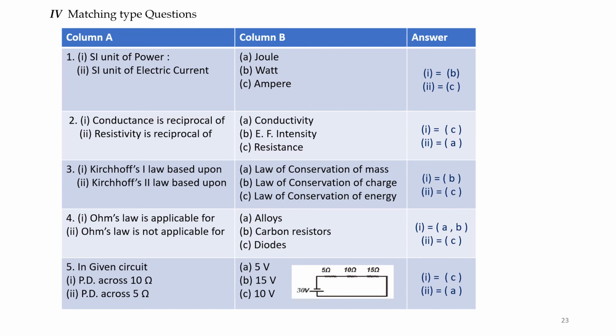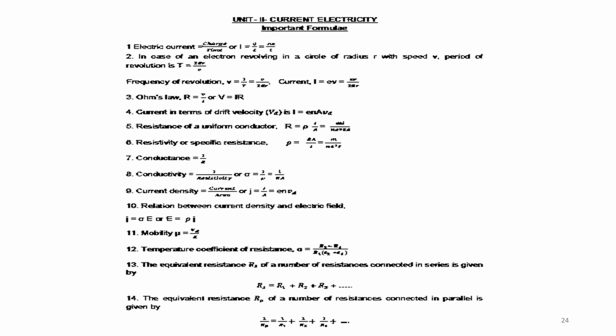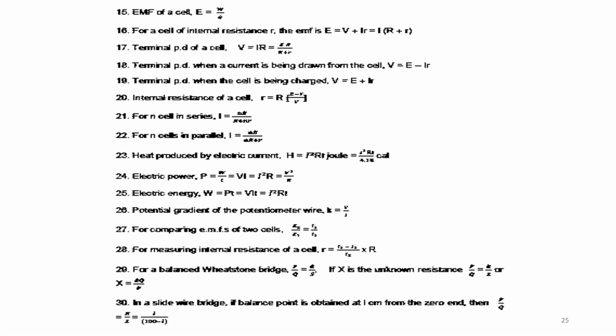Let us see the formulae. These are the formulas. You please go through them, copy down and revise them, and note down all important formulae used in chapter number 3, that is current electricity. There are about 30 formulae given here. Please go through them, note down and practice them repeatedly. With this we conclude, we come to the end of this chapter.